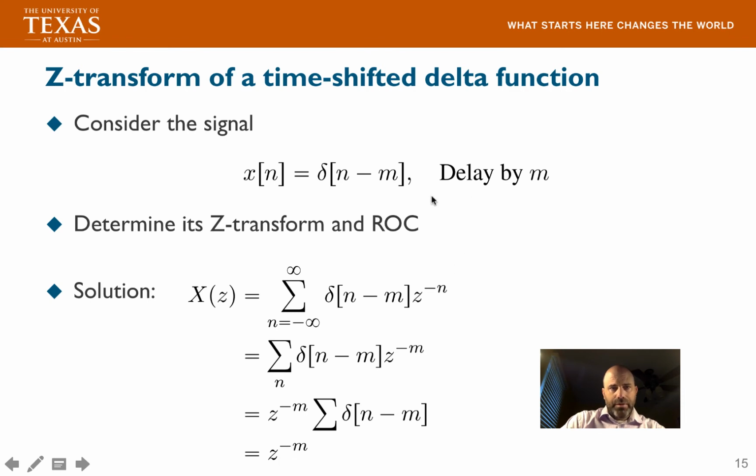If you imagine that this delta is the impulse response of an LTI system, then what the system would do would be to delay the input by m. And we see that the corresponding system is written z to the minus m. So a lot of times in block diagram form, you'll see z to the minus m used to denote a system that delays the input.